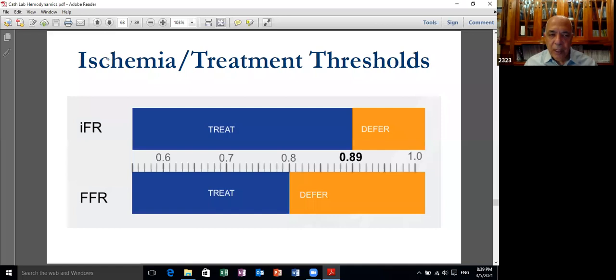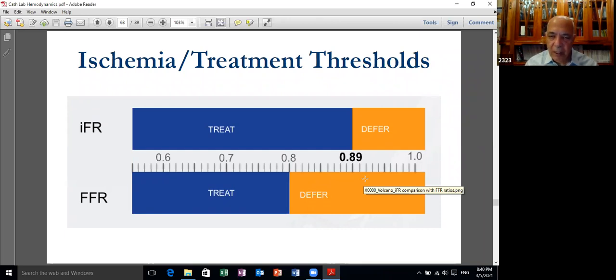So if you are using the IFR, the cutoff point is 0.89, and if you are using the FFR, the cutoff point is 0.8. Anything above that, you can defer dilatation. Actually, you might do harm, because any procedure is associated with complication. So you avoid the complications if you don't do it. And you have a warranty period in the large majority of cases up to 5 years.